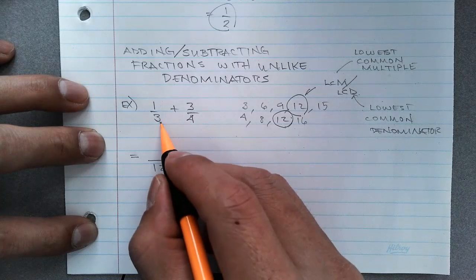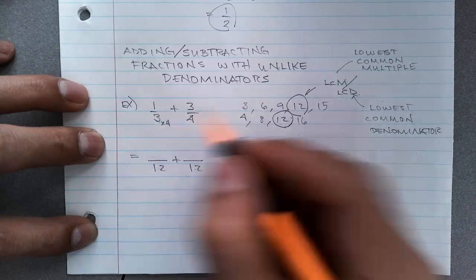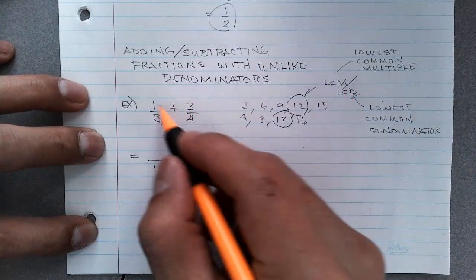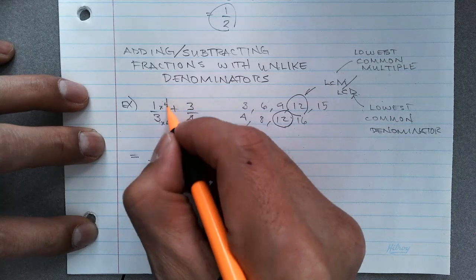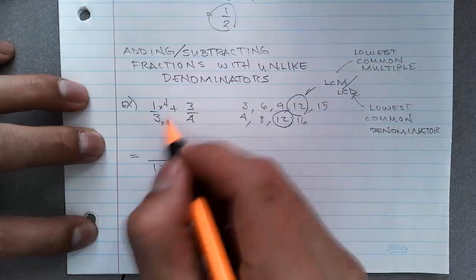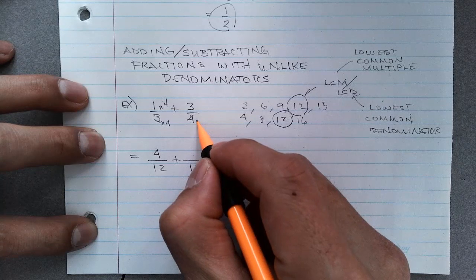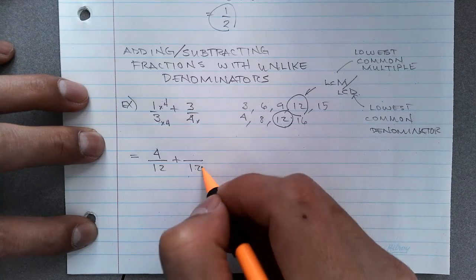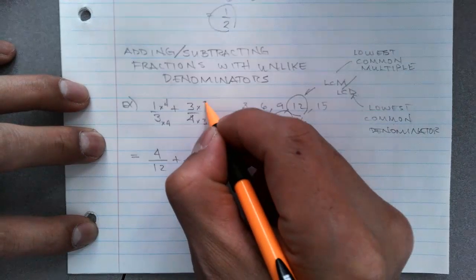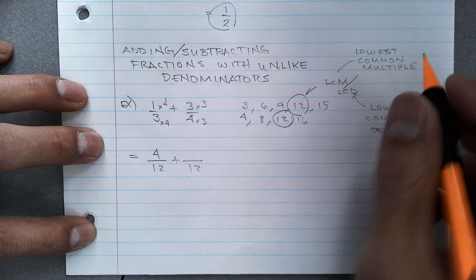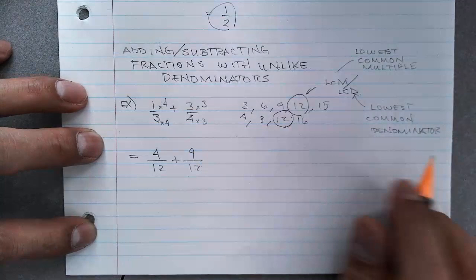Well, to transform this 3 into a 12, you have to multiply it by 4. But because we're trying to transform this entire fraction into denominator 12, you have to multiply the numerator also by 4. So now this 1/3 transforms into 4 over 12. Same with this 4. You want to transform this 4 into a 12, therefore you have to multiply it by 3. You have to do the same thing with the numerator. So now, this transforms into 9 over 12.